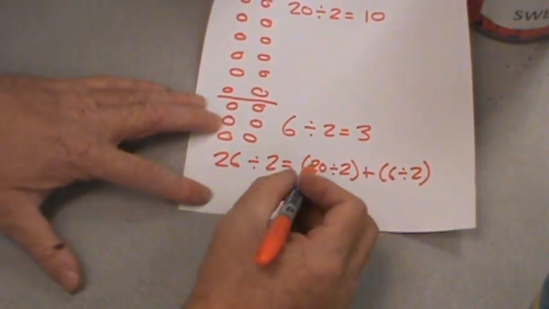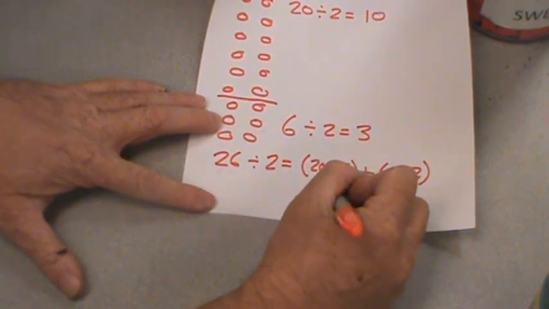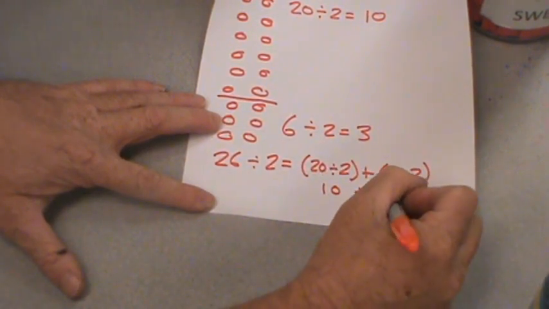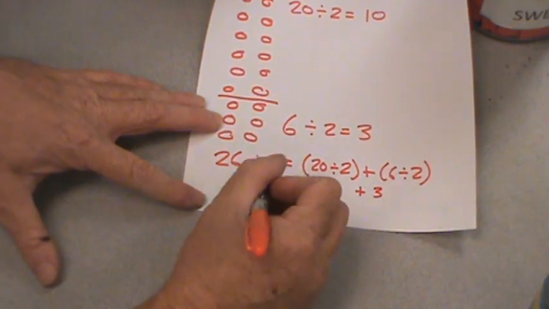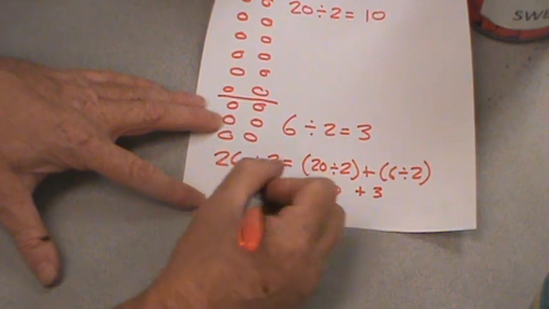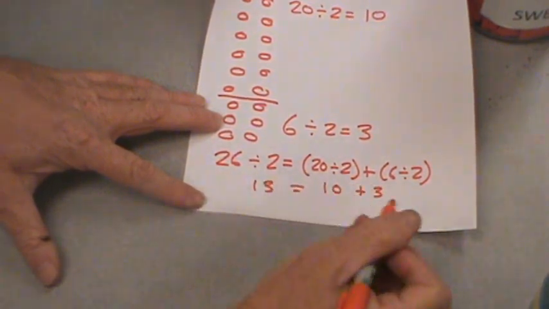So if we wanted to continue doing this math, we could say, 20 divided by 2 is 10. 6 divided by 2 is 3, because remember we do the parentheses first? And so we could say that 26 divided by 2 would be 13, because 10 plus 3 is 13, and 13 equals 10 plus 3. Moving right along at a rapid pace, like we always seem to do.